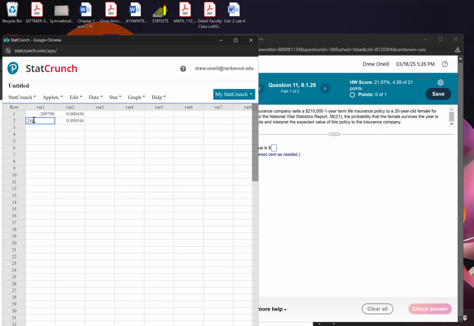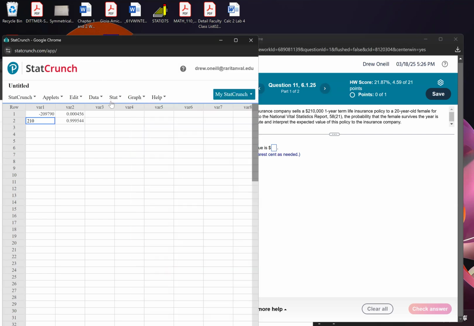So look at it this way. The probability of this woman not dying, or living, is 0.999544. So very high. The insurance company makes $210 in that case. In the unlikely event that this person dies, they lose a lot of money. But if you sell this to a lot of people who aren't dying, the insurance company is winning. So it's sort of a law of averages. We want to know who's winning here. Is the insurance company winning or the families of the lost loved ones?